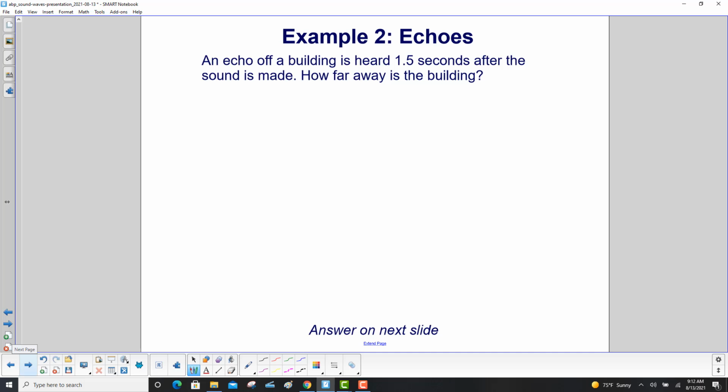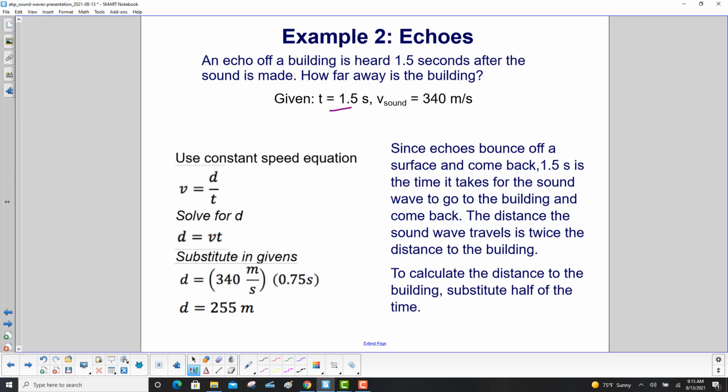An echo off a building is heard 1.5 seconds after the sound is made. How far away is the building? Our givens are 1.5 seconds and the velocity of sound. Now, before we start solving the problem, let's see what we have. Since the echoes bounce off a surface and come back, 1.5 seconds is the time it takes for the sound wave to go to the building and come back. So here's the person and here's the building. Sound wave goes here and bounces back. That means the distance the sound wave travels is twice the distance to the building, which is what we're trying to find. So to calculate the distance to the building, substitute half of the time.